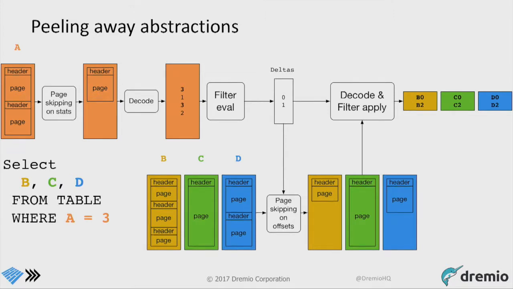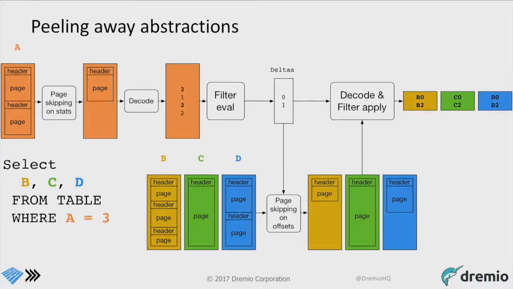Here I'm assuming I'm keeping only one page from the ones I have based on the stats, especially if the data is sorted. If you sorted on the column A first, it's going to drop down to a lot fewer pages. And then we can decode the values that are left and evaluate the filter. And instead of evaluating the filter directly on the whole decoded data, you can first evaluate the filter, and here we store the deltas instead.